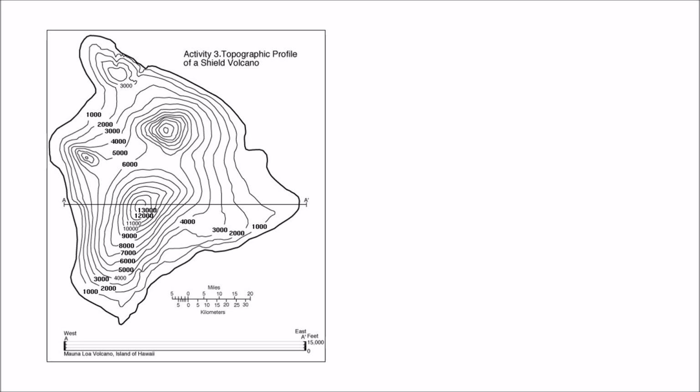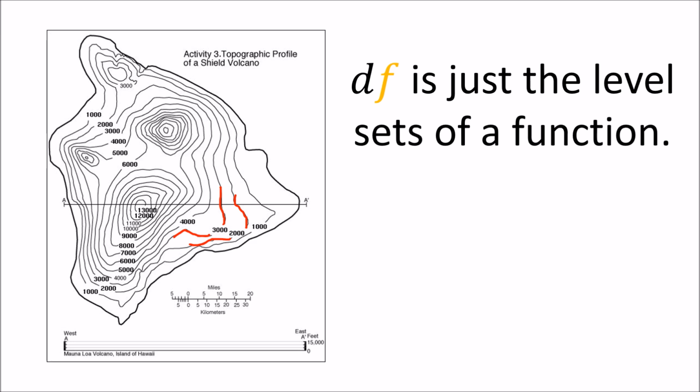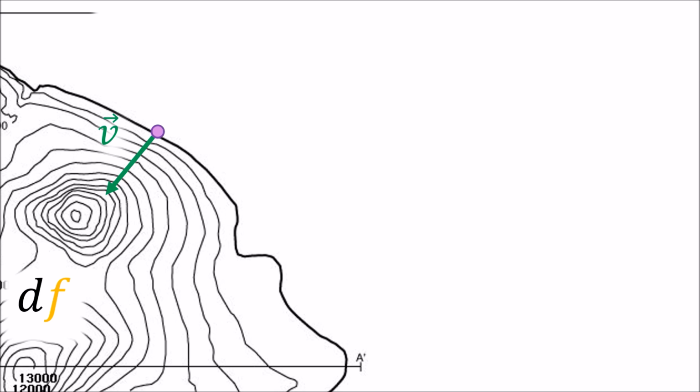Remember I told you that when map makers need to convey mountain slopes on a flat page, they draw out curves of constant elevation, which are the same things as level sets. So we can think of this level set drawing of a mountain as a covector field associated with the mountain. So let's consider what it would mean for df to act on this vector v.